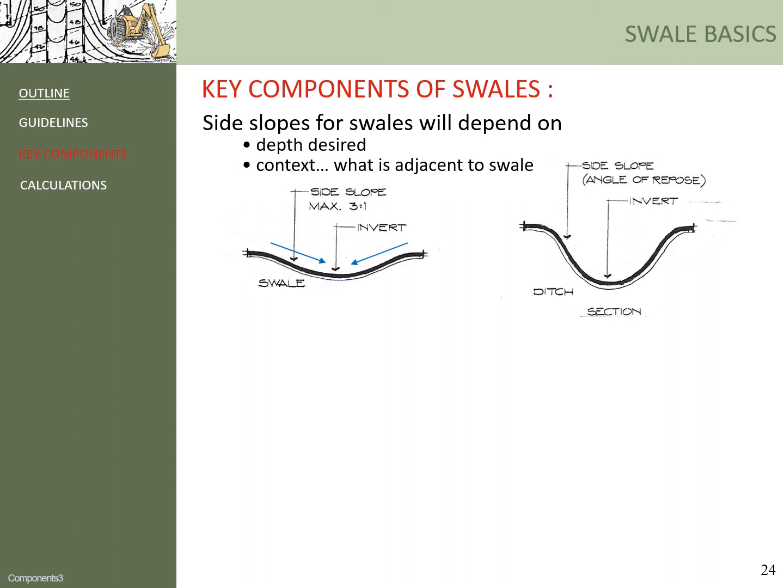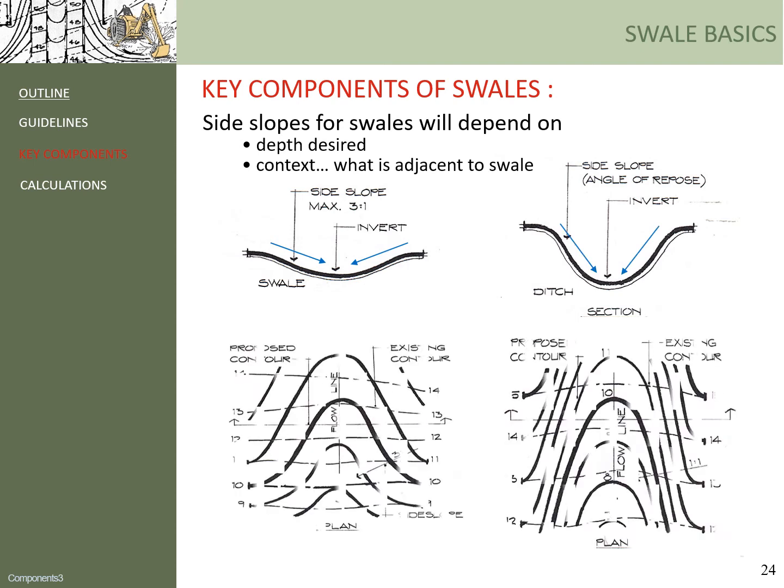Side slopes may vary depending on the situation, depending on the depth of the swell that you desire, or it will depend on the context. So what is the land use adjacent to that swell, right? The slopes on the two sides are typically the same, but they don't necessarily have to be.